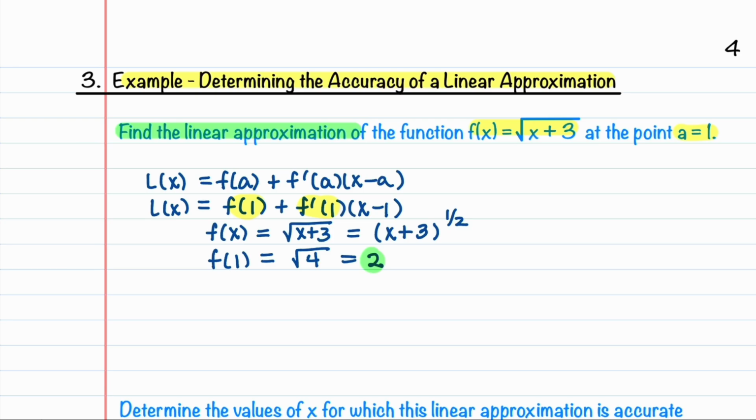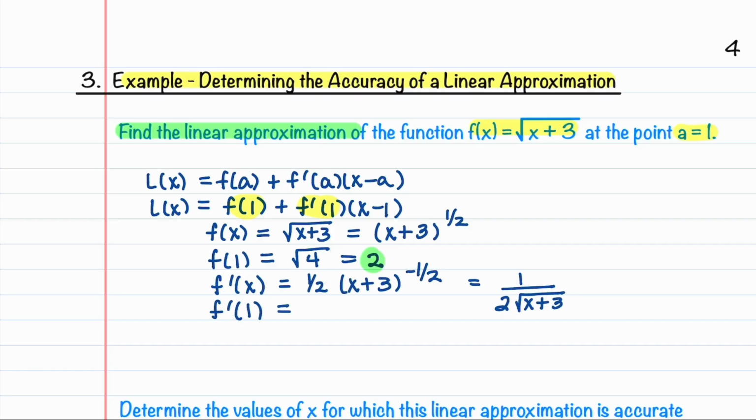Now we need f prime at 1, so we first need to find f prime at x. This is 1/2 x plus 3 to the minus 1/2. We can write this as 1 divided by 2 times the square root of x plus 3. Now we have to find f prime at 1. So x is just going to be 1. So we have 1 all over 2 square root of 4. So that is just 1 over 4. And let's highlight that.